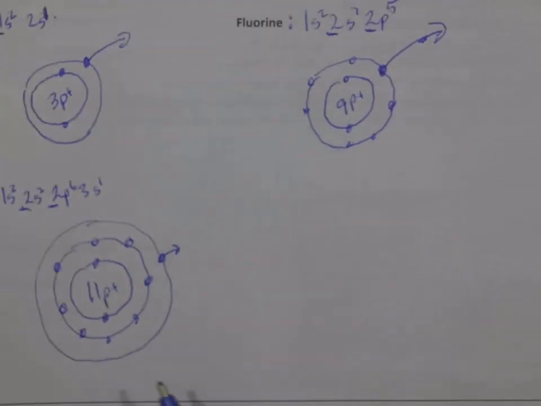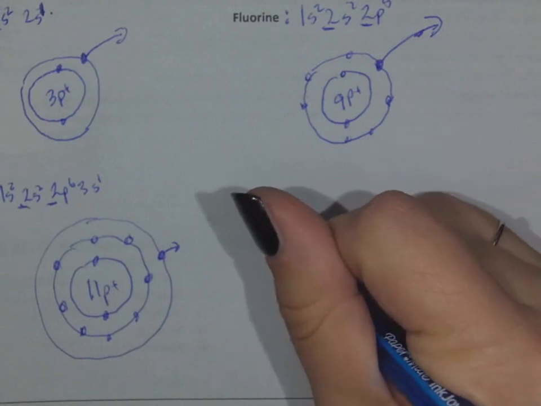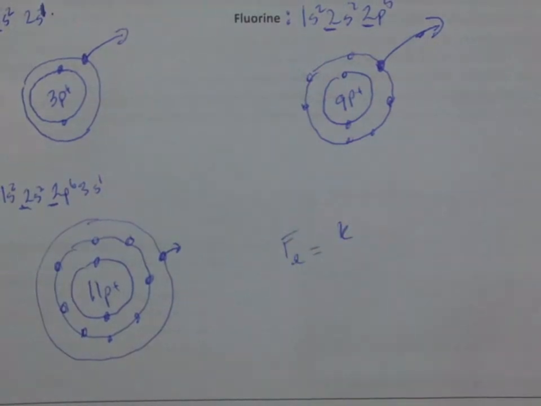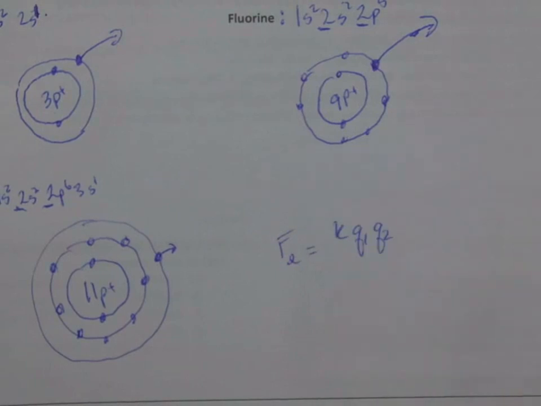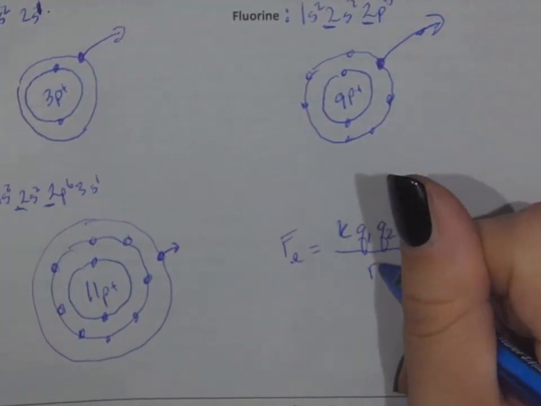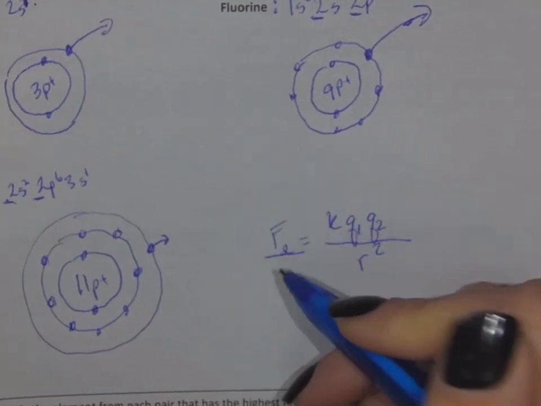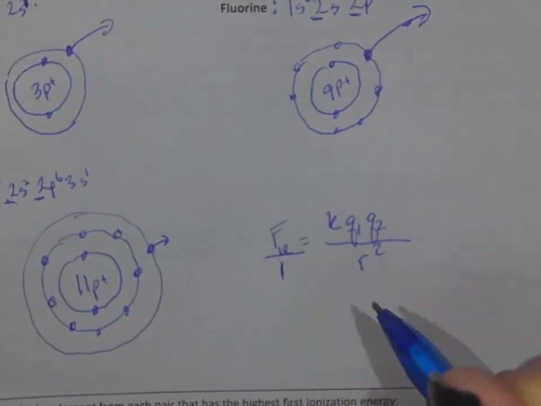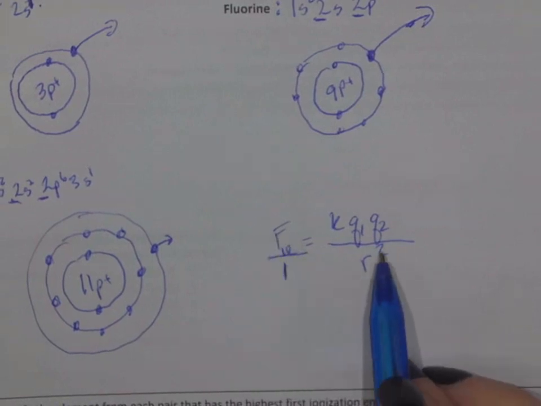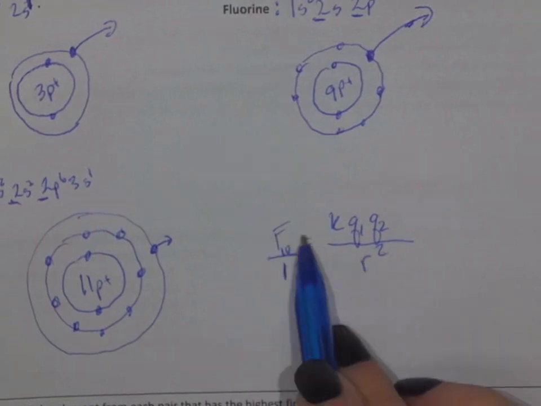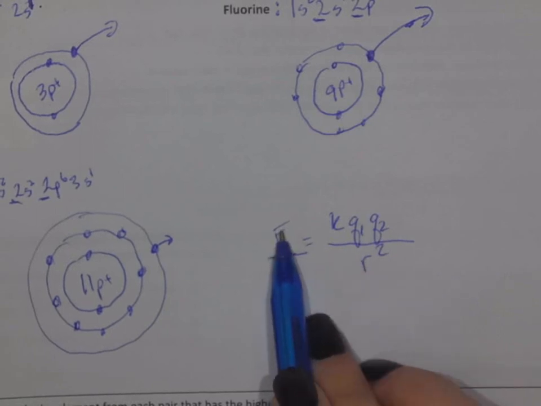Do you remember the electrostatic force equation? That force of attraction was equal to K, which was a constant, Q1 and Q2, which were charges, over the distance squared. So this attractive force and distance are inversely proportional. When the distance is big, that attractive force is weak. When the distance is small, the attractive force is strong.